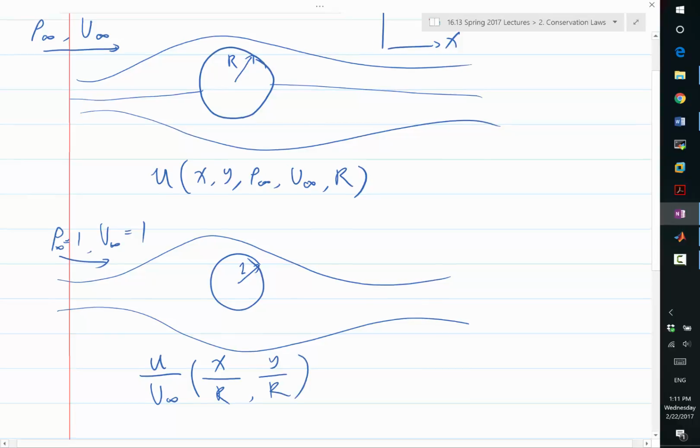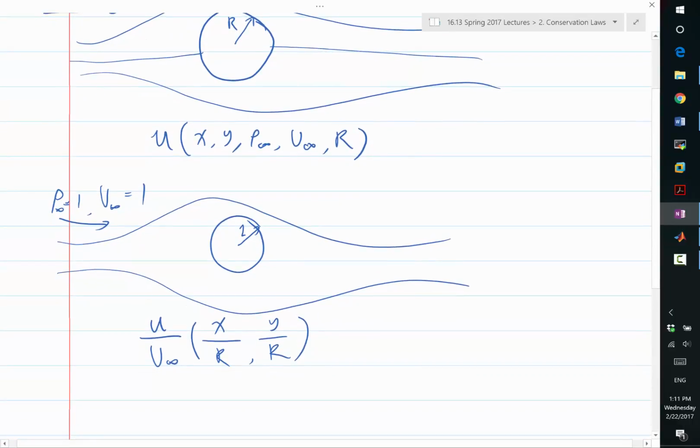All right, so basically we're reducing a flow field that depends on 5 parameters to a quantity that depends on only 2 parameters. That's enormously powerful. Have you ever heard of the word called the curse of dimensionality?